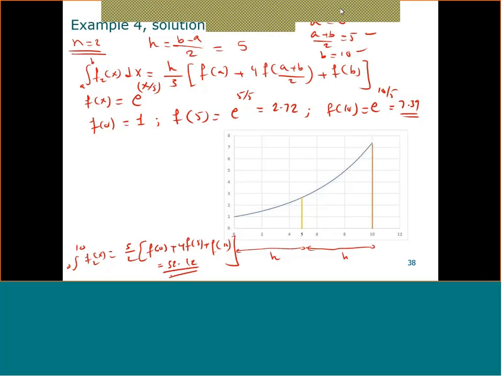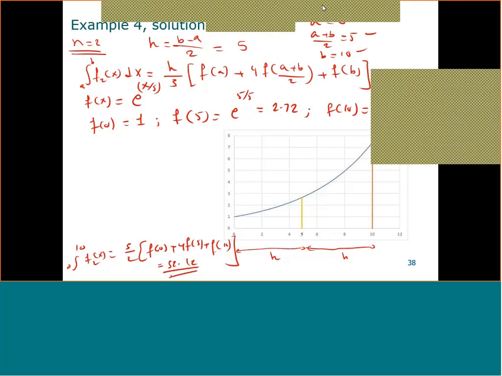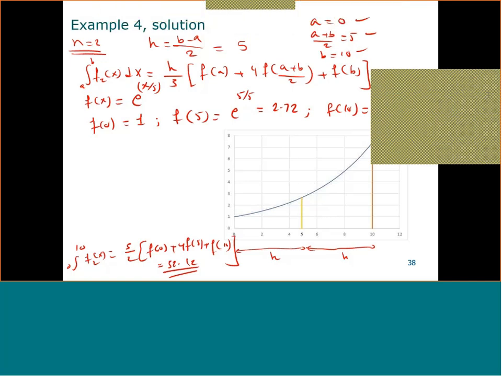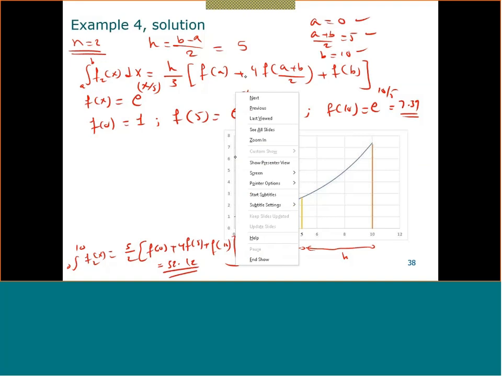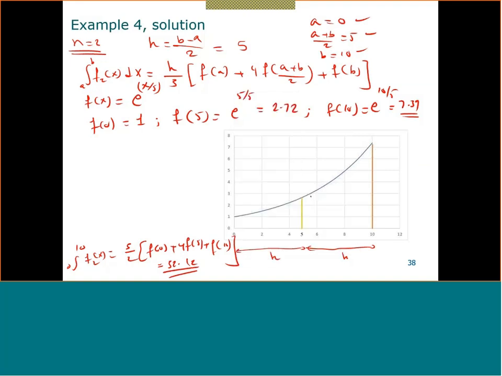Okay. There's one question here. It says, could you please explain the 4f? Okay, 4f of a plus b over 2. We derived that last class. However, what does it mean here? It is the function f. We know our function: f of x is equal to e to the x over 5. So this is f of x. Now this is a plus b over 2, or the middle point.